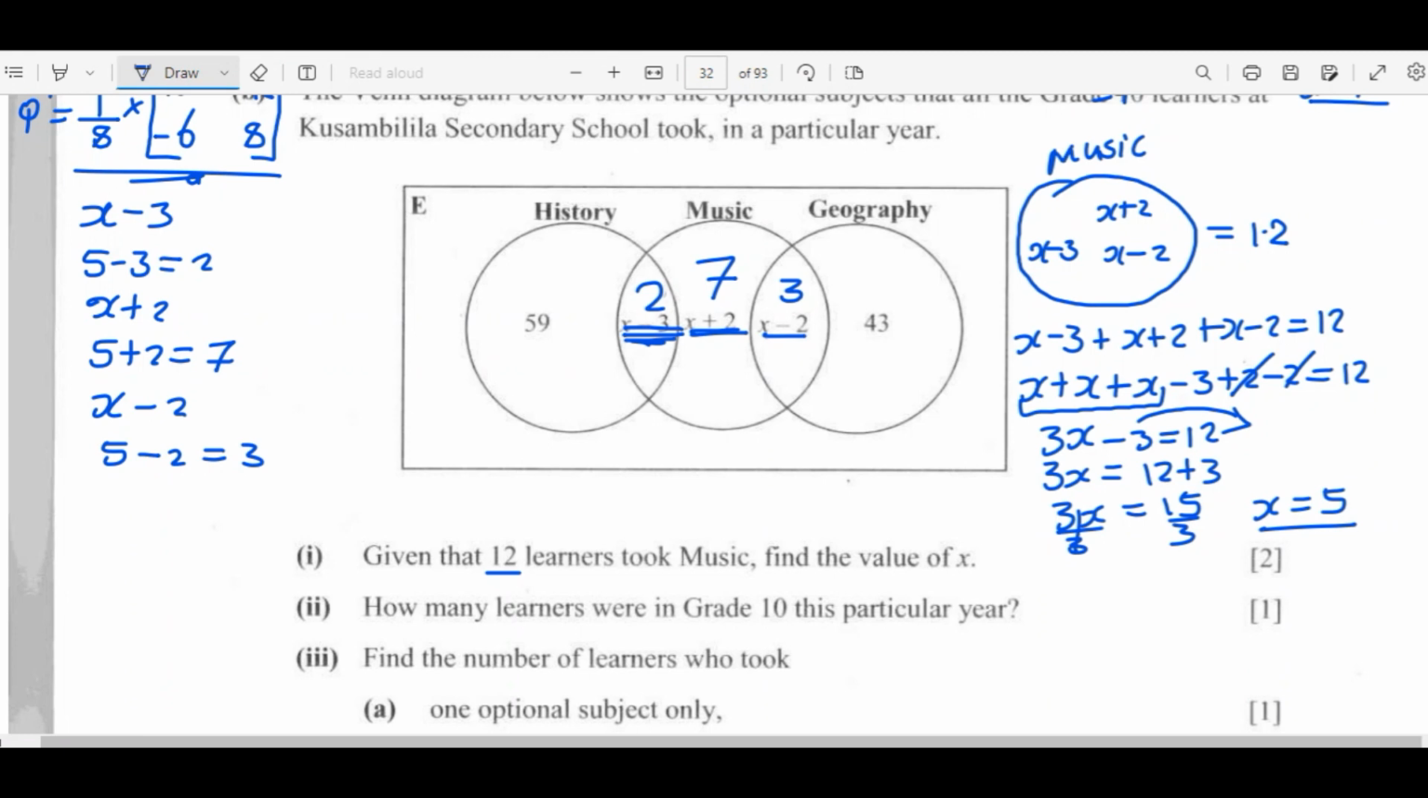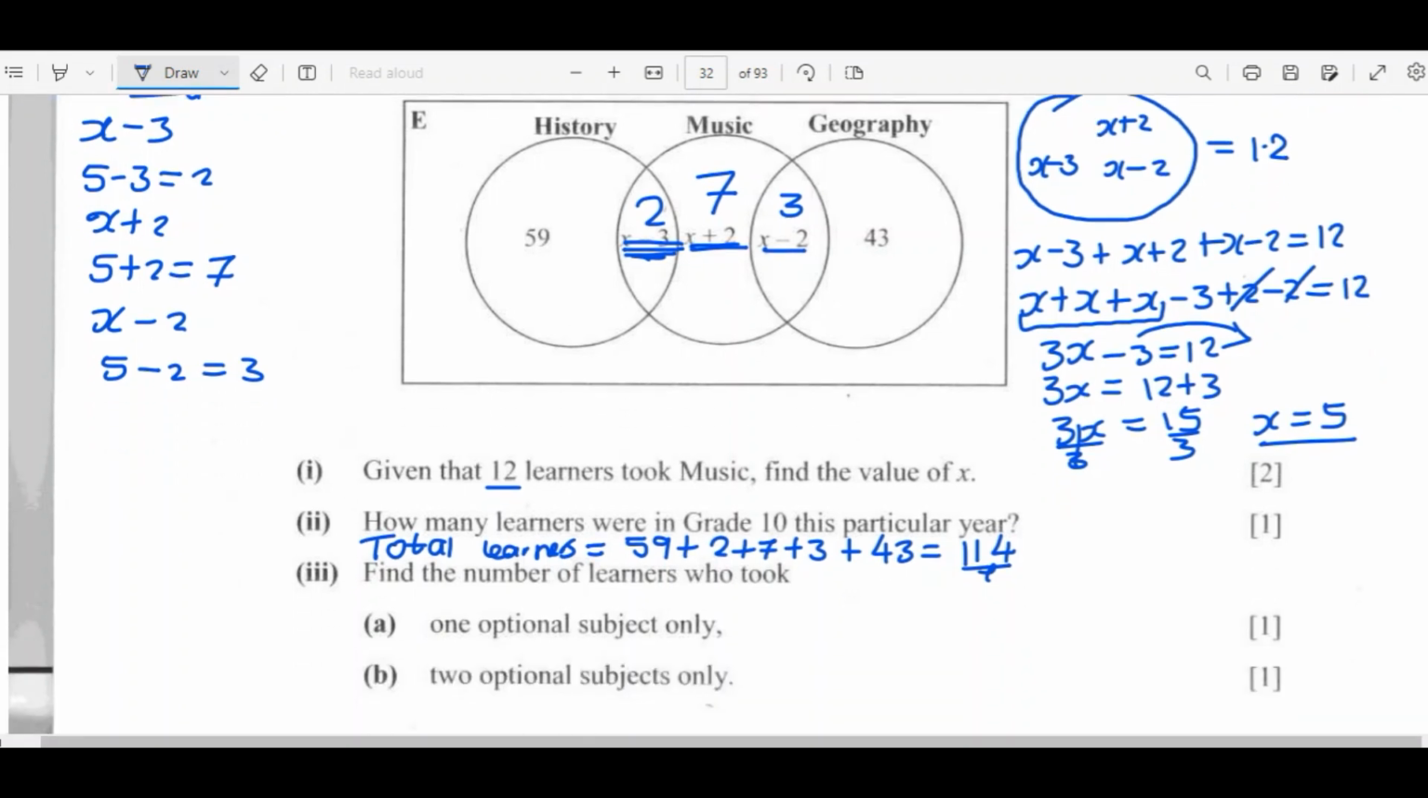How many learners were in grade 10 this particular year? So the total number of learners, we need to add all the numbers. So 59 plus 2 plus 7 plus 3 plus 43 is equal to. So 59 plus 2, that is 61, plus 7, 68, plus, excuse me, plus 3, that is 71. So 71 plus 43 will give us 114. So this is the total number of learners.